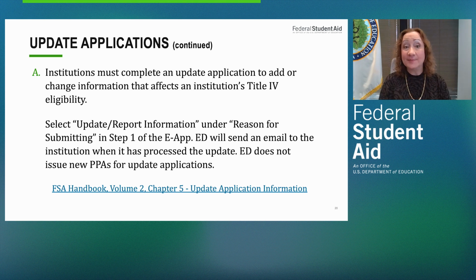So to begin the update process, you would select Update/Report Information as your reason for submitting in step 1 of the EAP, where you select your purpose of the EAP. And then after the department processes the update, you will receive an email, but you will not receive a new PPA. Update applications do not generate a new PPA.